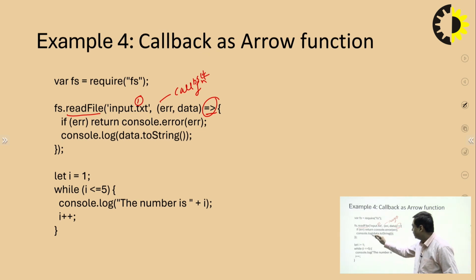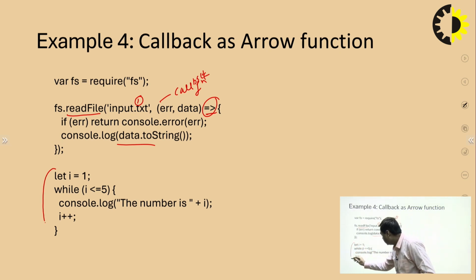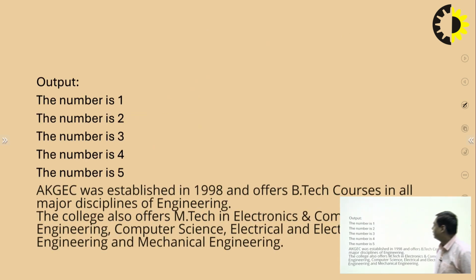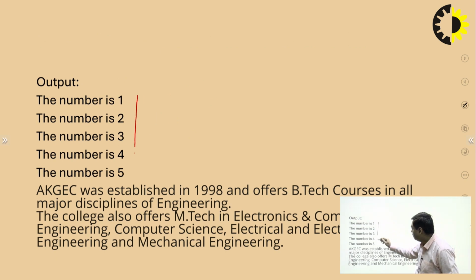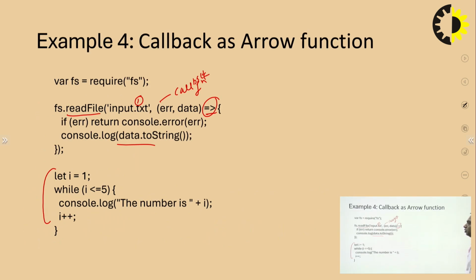Now we are displaying the content that we have taken from the input.txt file, and at the same time we are running this code. So in this program, when the file has read all the content, it will give the content to the callback function because of this second argument. At the same time this loop will run. So it is possible that the outcome will come this way: numbers 1, 2, 3, 4, 5, and then the content. And this is only possible because of the callback function.